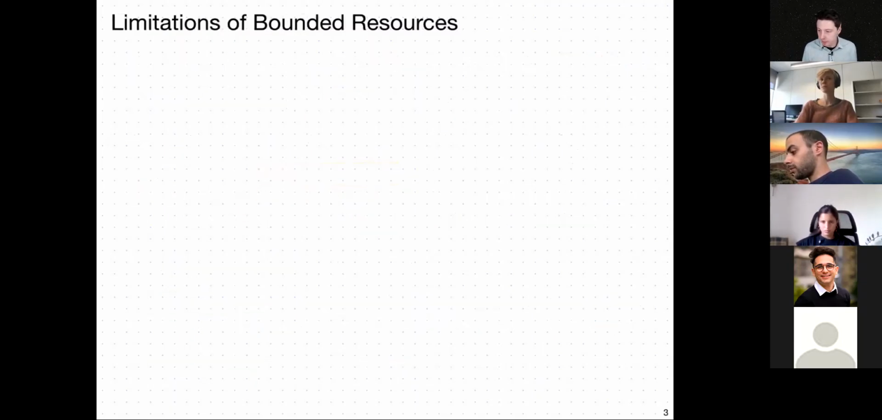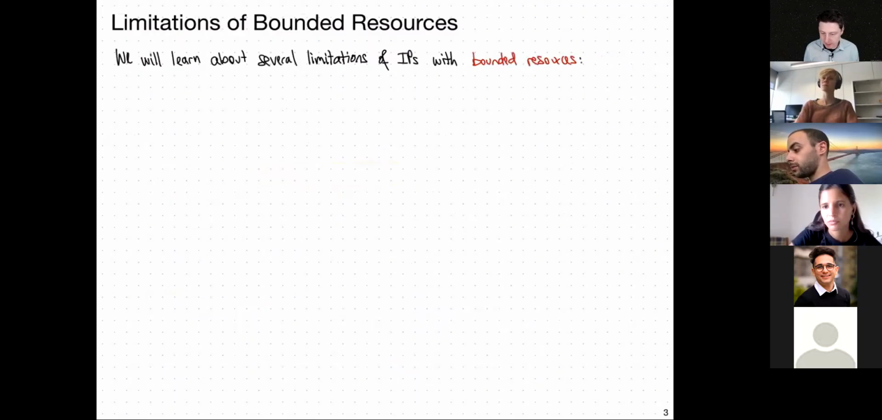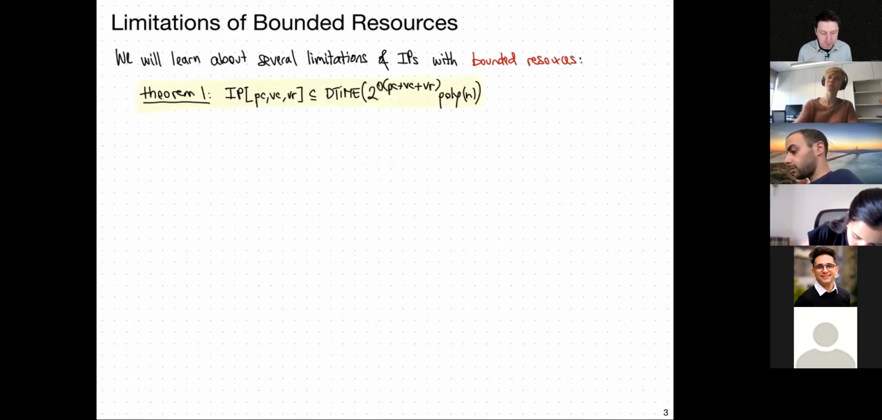Okay, so what we're going to see is primarily bad news about interactive proofs. They're not really cut out for handling certain types of languages. The first theorem we're going to prove is basically a refined version of the upper bound on interactive proofs that we've seen in the first lecture. In the first lecture, we were primarily interested in upper bounding interactive proofs in terms of space. We saw that every language decidable via an interactive proof is decidable in polynomial space. Here we'll see that every language decidable with these bounds on the resources can be decided in deterministic time that is exponential in those bounds.